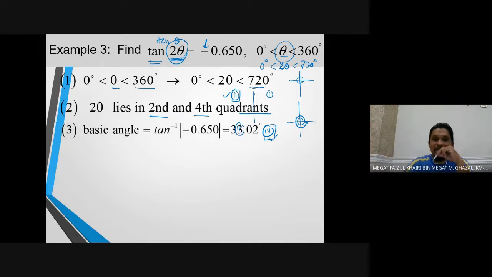Then next, the basic angle. Arctangent, okay, modulus of negative, because for arctangent or arcsine, arccos, it must be positive. So we need to put the absolute value sign here. Every single negative value will turn into positive. So arctangent of 0.650 is 33.02. Just now we agreed that tangent is negative in the second and the fourth quadrant, and this is the basic angle.